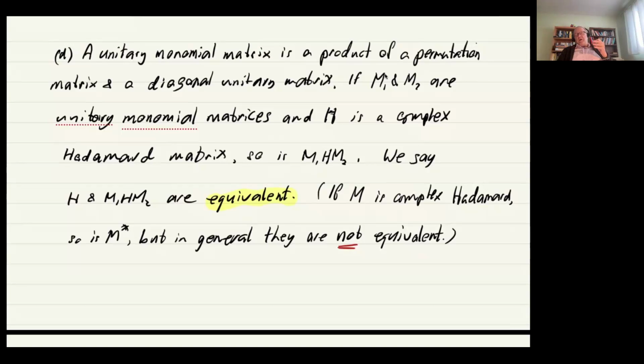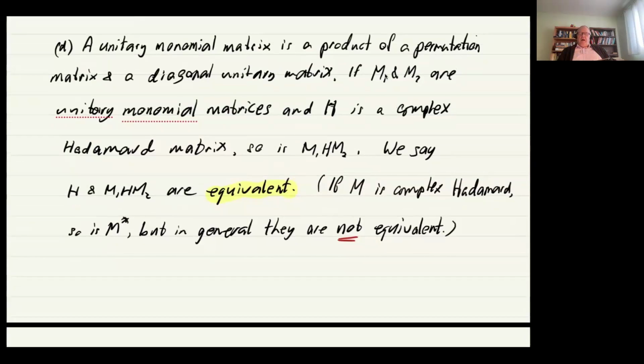Now, to permute rows, you pre-multiply by a permutation matrix. And to scale, you pre-multiply by a diagonal matrix with entries complex numbers of norm 1. The product of a permutation matrix and a diagonal matrix is usually referred to as a monomial matrix. So it's a weighted permutation matrix. The usual convention is that the weights are all non-zero. So, a unitary monomial matrix.